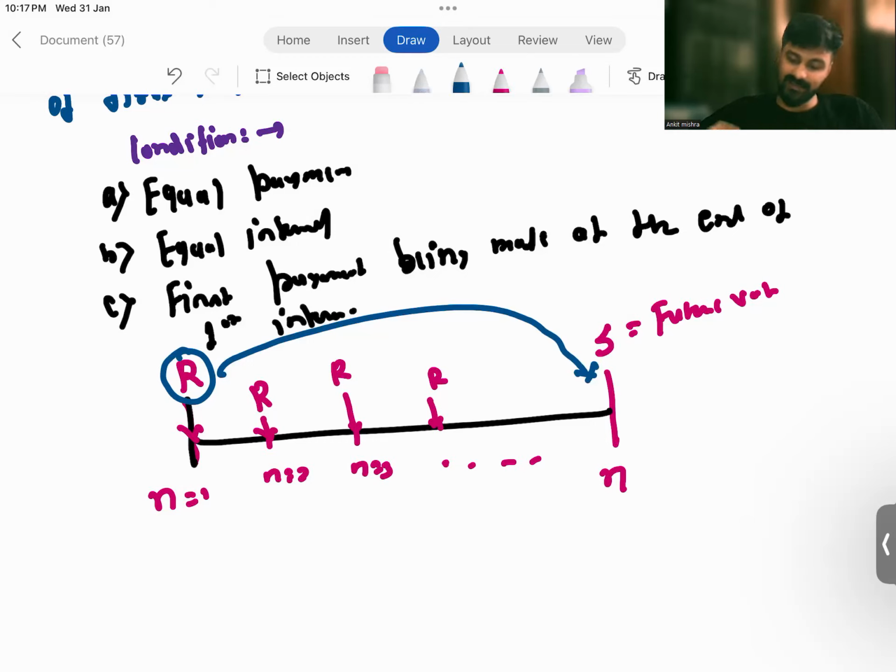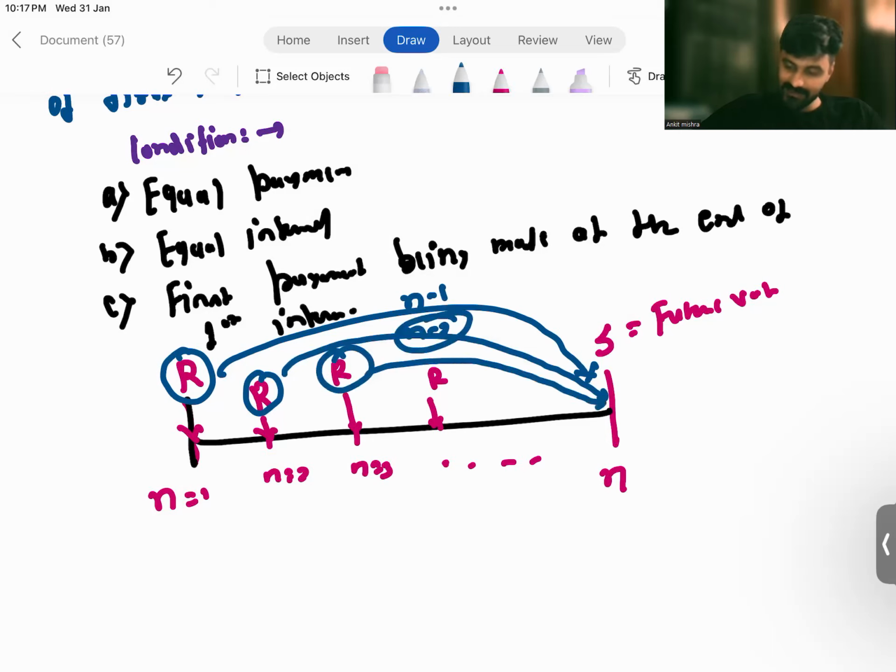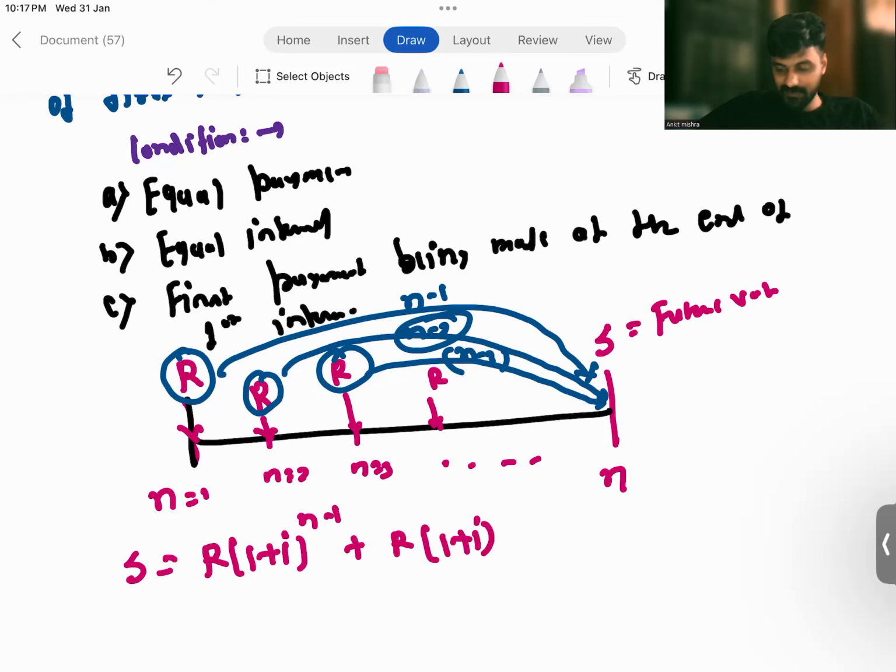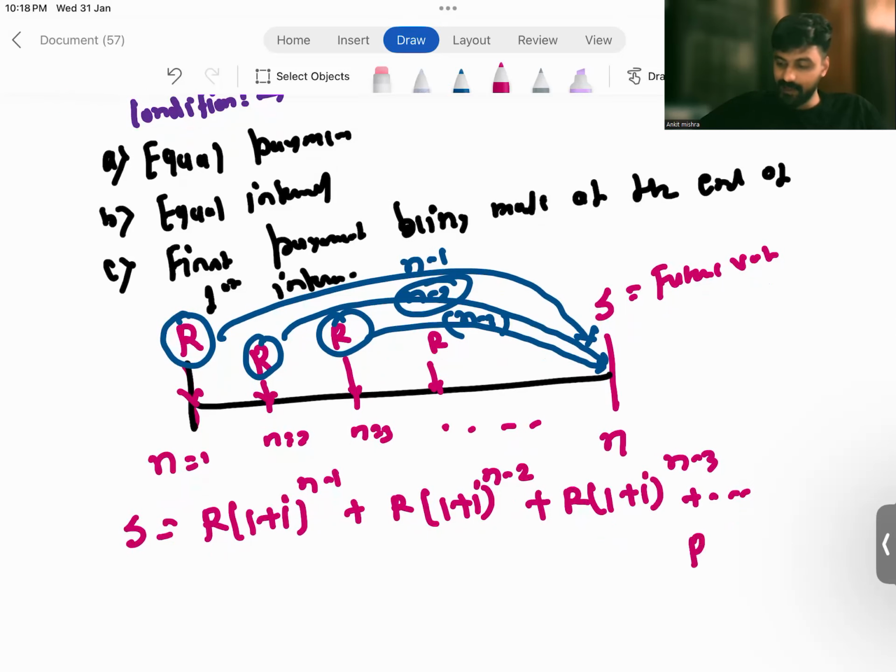So how much time will it take to mature the value? It will take n minus 1 years. This value will take n minus 2 years. For this value, the time interval will be n minus 3. So what is your future value? S can be written as R into (1 plus i) to the power n minus 1, plus R into (1 plus i) to the power n minus 2, right? I'm talking about the future value, plus R into (1 plus i) to the power n minus 3, and so on and so forth, and finally plus R.